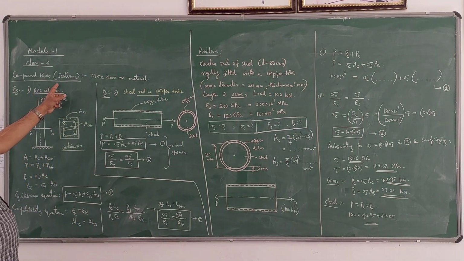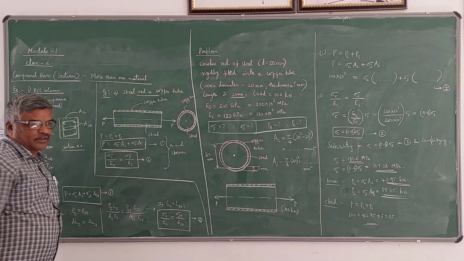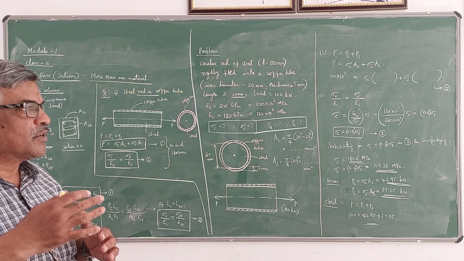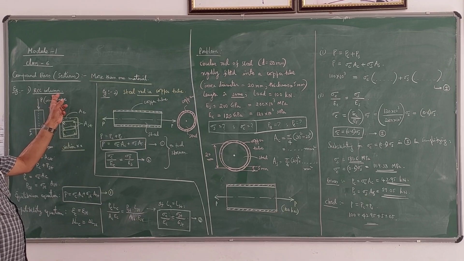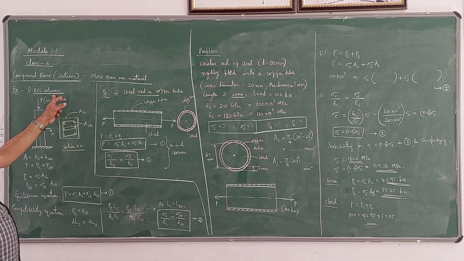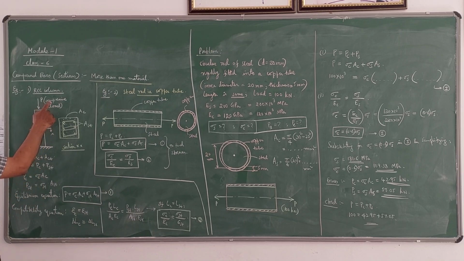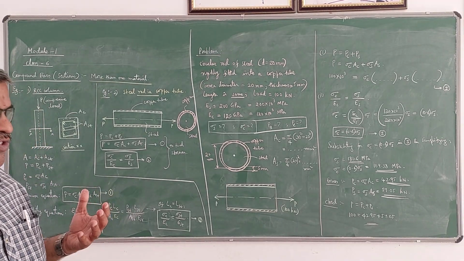A compound bar or a section is the one which has more than one material. So sometimes we have to deal with compound sections. I have an example here: RCC column. As a civil engineer, this is the most important one. In an RCC column there are two materials. One is concrete and another is reinforcement steel.